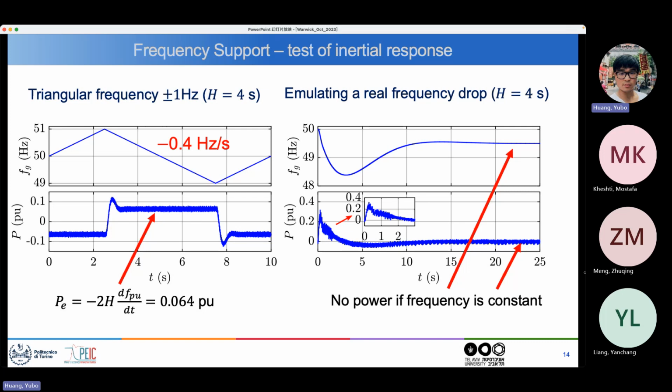And in a more realistic scenario, when you have a dip of frequency like this on the grid, then the power would behave according to such a graph. So you see that during the fast decay of the frequency, you have a big pulse of power, which is precisely the inertial response of your inverter.